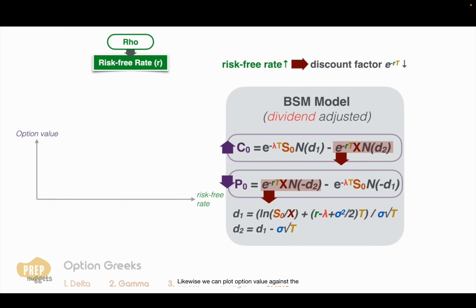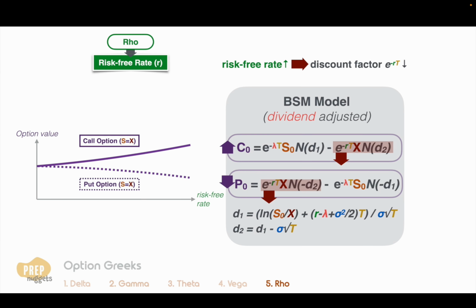Likewise, we can plot option value against the risk-free rate, all else equal. Value of call should increase with risk-free rate, and value of put should decrease. Like the other Greeks, rho measures the sensitivity of the option value to changes in risk-free rate, so once again it is the slope of the tangent to the curve. Rho should be positive for call options and negative for put options.